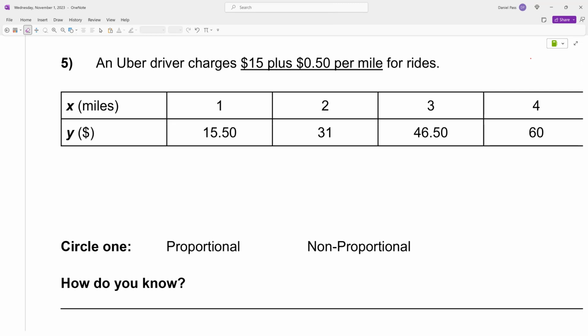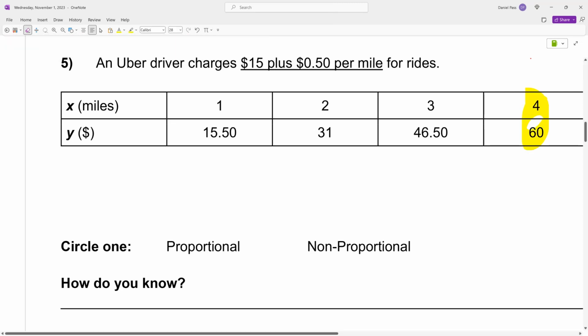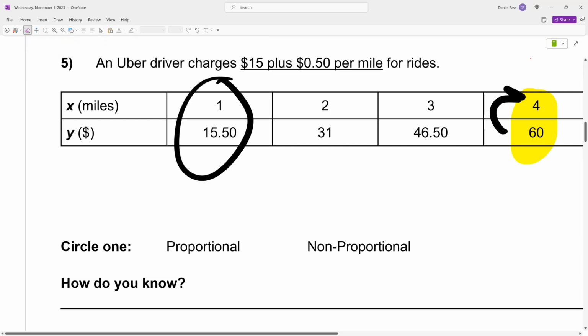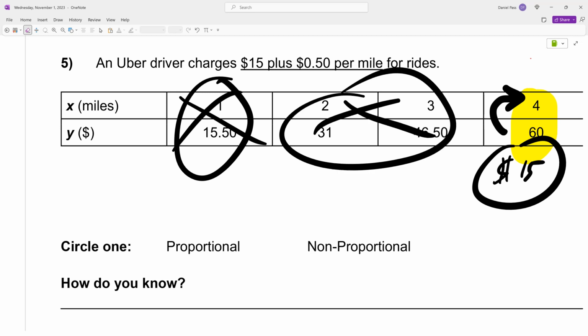So the easiest way to do this is to look for one that you can divide evenly. So you see this one? We can divide that one and find out what it is. It's not $15.50. This one would be $15, wouldn't it? Exactly 15. So we already know that this one does not match that one. And these ones are something else even different than that. So we don't have to do all of them. We just have to find out they don't match.